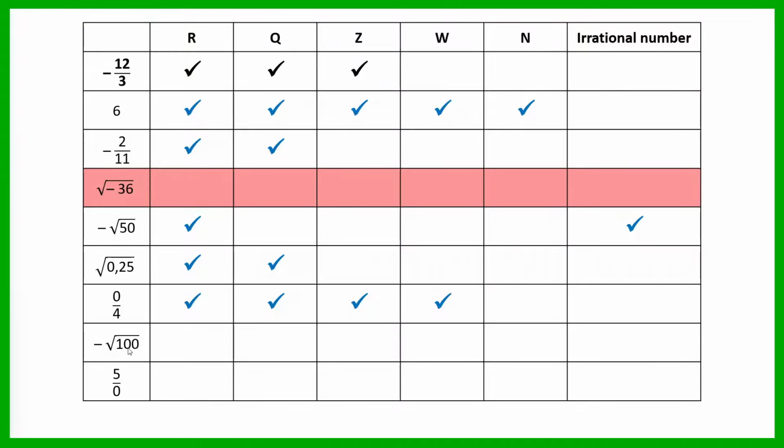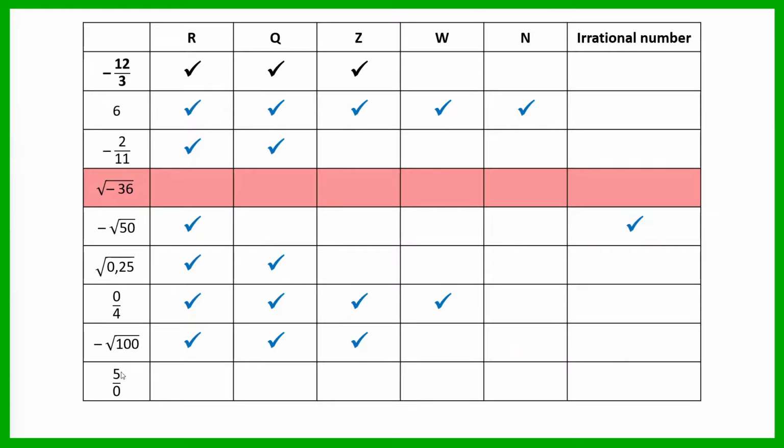The next one, we've got negative the square root of 100. Now 100 is a perfect square, and if you square root, you get 10. So that's going to be negative 10. So the number we're looking at over here is negative 10. So negative 10 is a real number. It is a rational number. It is an integer. It is not a whole number and is not a natural number because it is negative, and it's not an irrational number because it can be written in the form a over b.